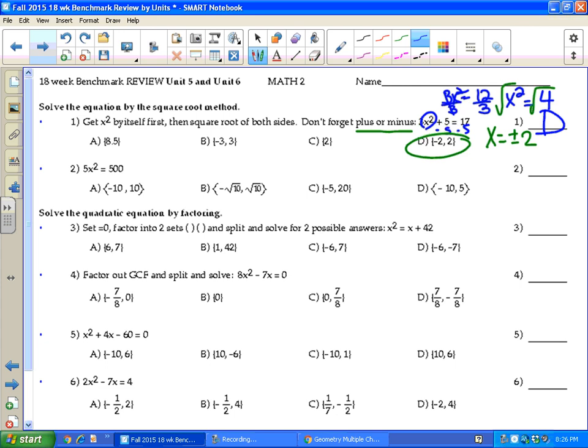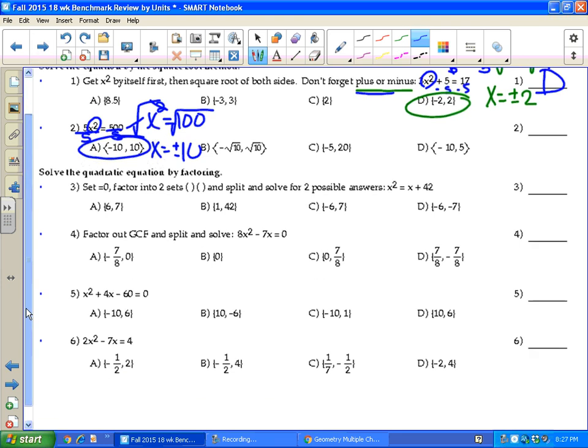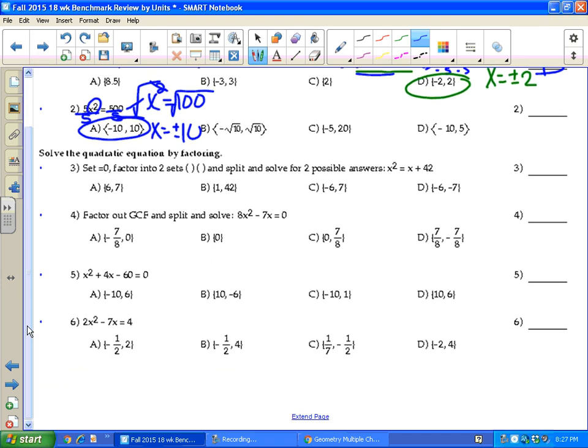All right, number 2, square root method again. Can you follow the same directions? Get x squared by itself. So how do I get rid of the 5? Divide out the 5. X squared is equal to 100. Take the square root of both sides. Square and the square root cancel. I get x is equal to 10. Don't forget plus or minus. The answer is A.